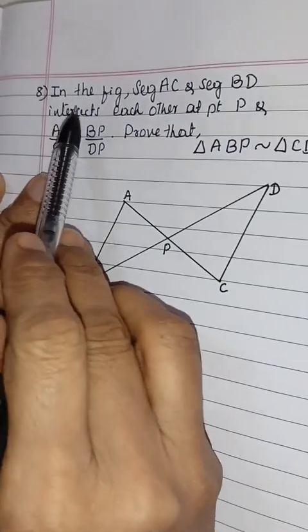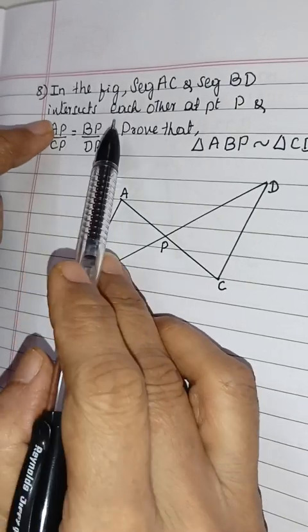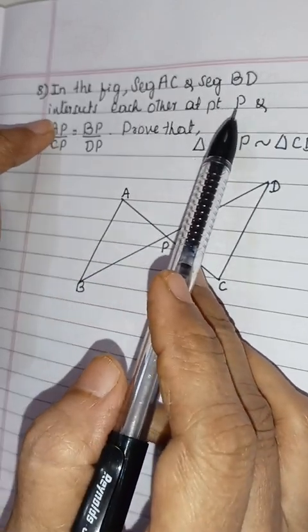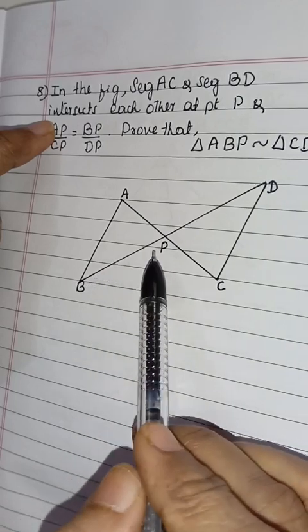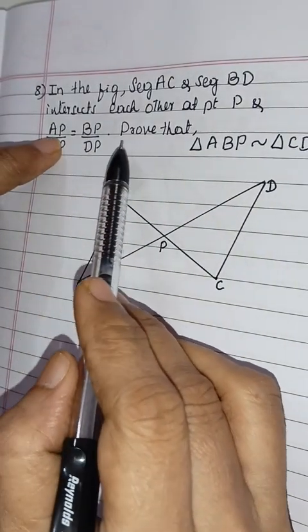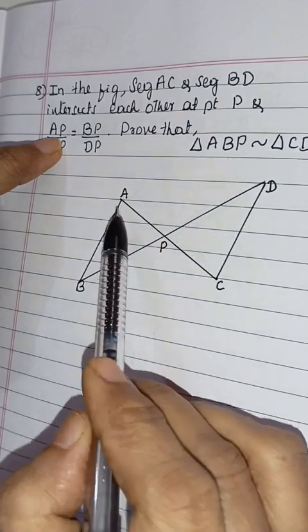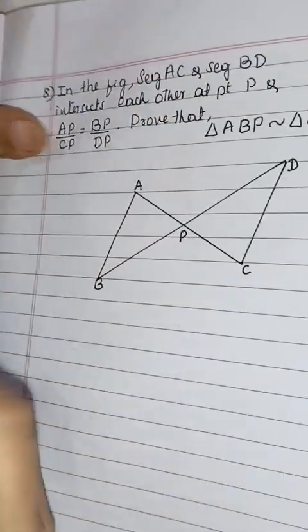Eighth one: in the figure, segment AC and segment BD intersect each other at point P, and AP by CP equal to BP by DP. Prove that ABP is similar to CDP. So first we'll write the given.